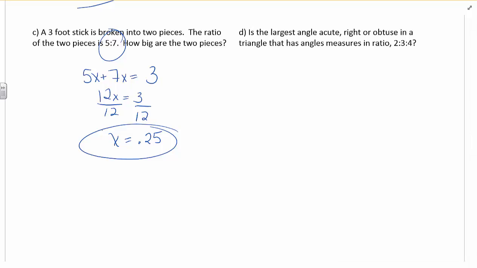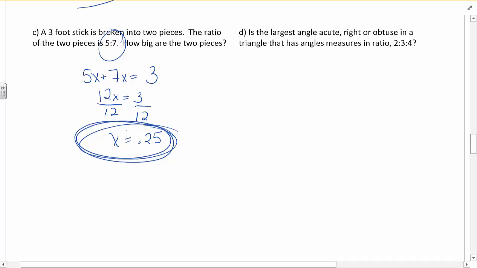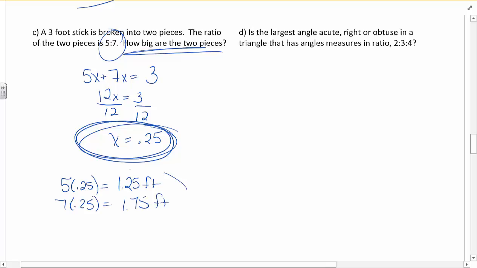Wait a minute, Mrs. Vibber, that doesn't mean that all the pieces are 0.25. That's the multiplier. You're right. Try to resist the urge to just say, I found an x, let's keep going. No. How big are the pieces? 5 times 0.25 is 1.25 feet for the first piece, and 7 times 0.25 is 1.75 feet for the second piece.